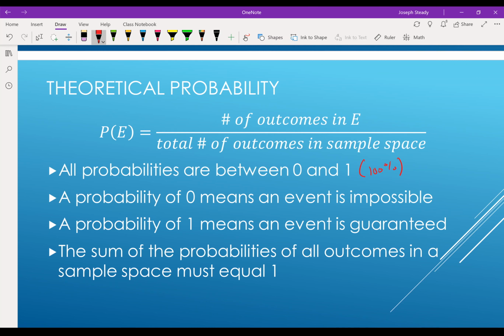If the probability is 0, then it means that event is impossible. It will never happen. If a probability is 1, then it means that event is guaranteed to happen. It'll happen every time. The sum of all of your probabilities in a sample space must equal up to 1, or 100%. Now this last one sounds kind of funny, but all it's saying is that if I, for example, flip a coin, heads has a 50% chance, tails has a 50% chance, add those together, you get 100%, because something has to happen. I must get heads or I must get tails. It can't be that nothing happens, one of them must happen.